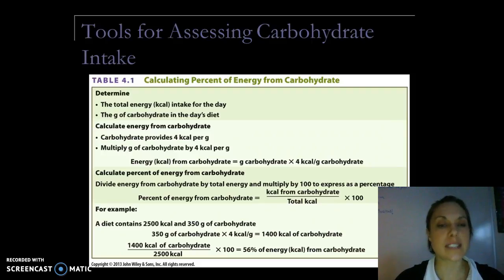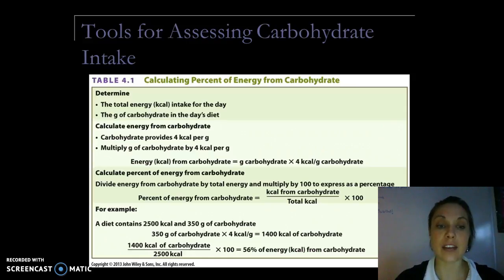So if we want to assess our carbohydrate intake, we can calculate the percent of energy from carbs. Remember, the AMDR, or acceptable macronutrient distribution range, is 45 to 65% of total calories from carbs. So we can calculate the energy from carbohydrates by understanding that carbs provide 4 calories per gram. We can multiply the grams of carbohydrate by the 4 in order to calculate the total energy from carbohydrate, or how many calories we eat each day from carbs.